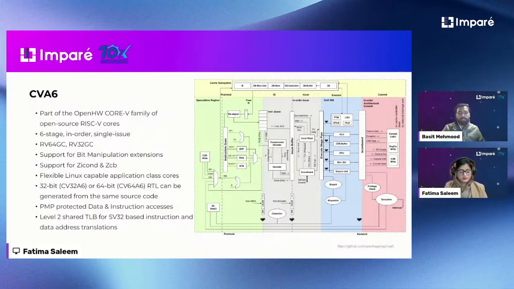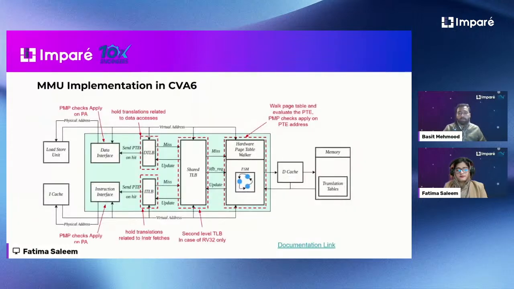The CVA6 takes a significant stride in memory management with its level 2 shared TLB, specifically designed for SV32 based instruction and data address translations. So this contributes to efficient virtual to physical address mapping. So that was a brief introduction of the CVA6 core. Now let's move to how the MMU is implemented in the CVA6 core.